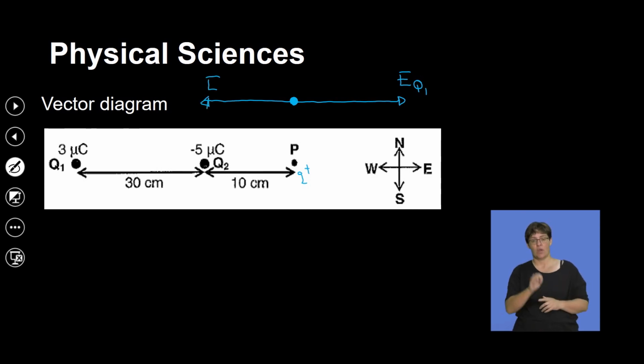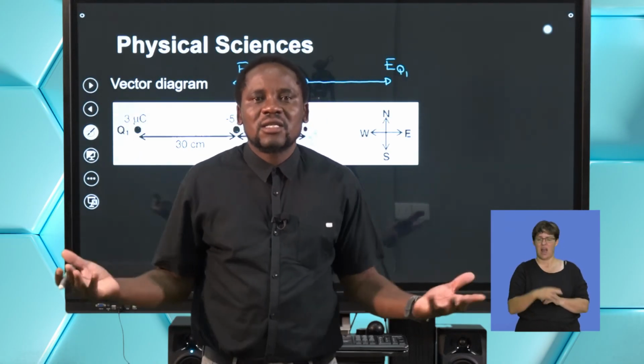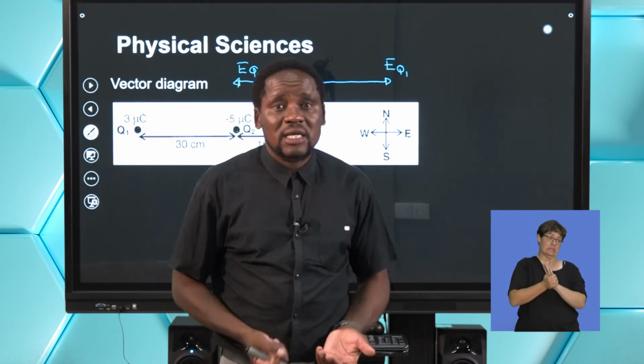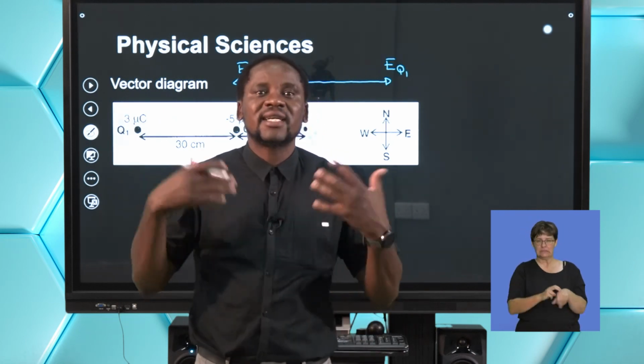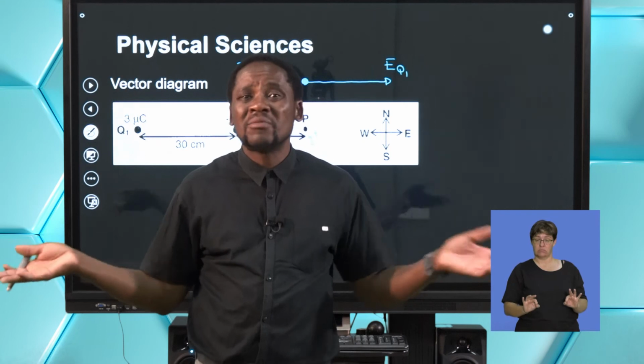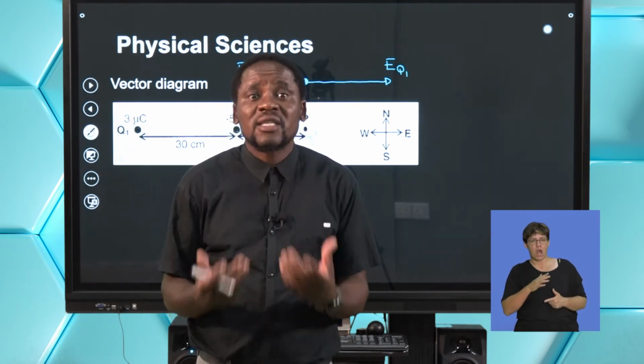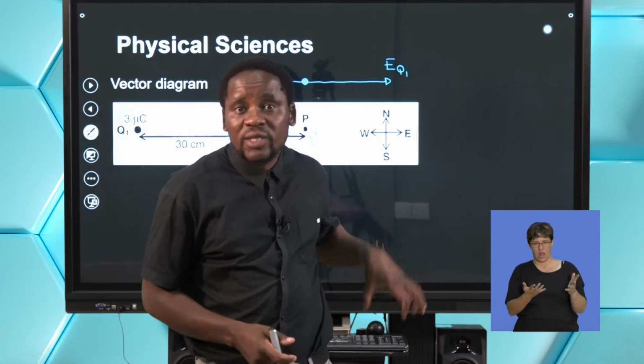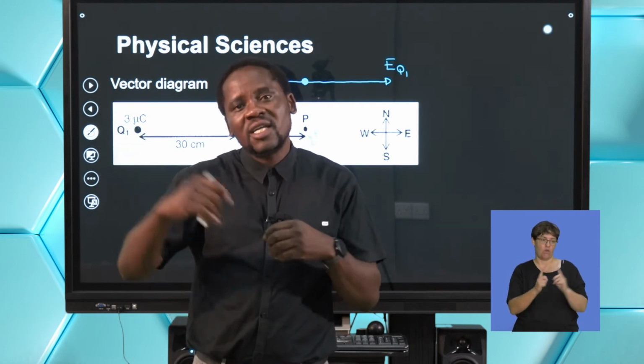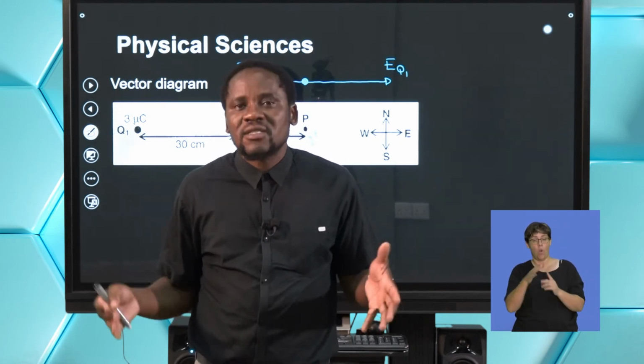So this is E due to Q2. But I also need to highlight something. These are just sketches. This is not a scale diagram. When we draw the vector diagram, we're not necessarily indicating that this is the actual magnitude. For us, it's just to get a sense of the direction. So whether the tail is longer or shorter, the emphasis is on direction.